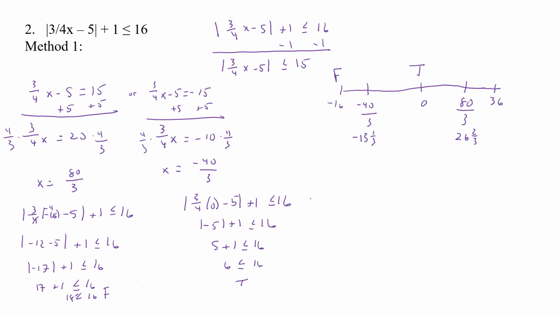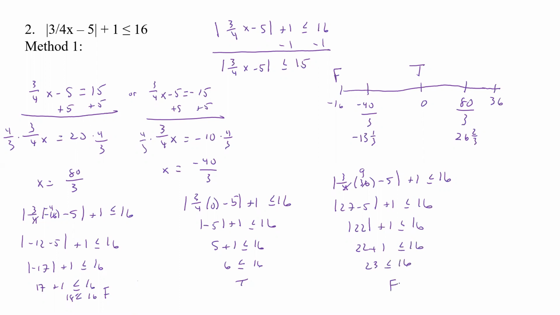Now, not always. You have to always test all three regions. And so now we do 3/4 times 36, and then minus 5, and then plus 1, less than or equal to 16. So 4 goes in here, 9. They have 27 minus 5 plus 1 less than or equal to 16. Well, that's absolute value of 22 plus 1 less than or equal to 16. And so 23 less than or equal to 16 is false. And that's what we kind of suspected would be the case.